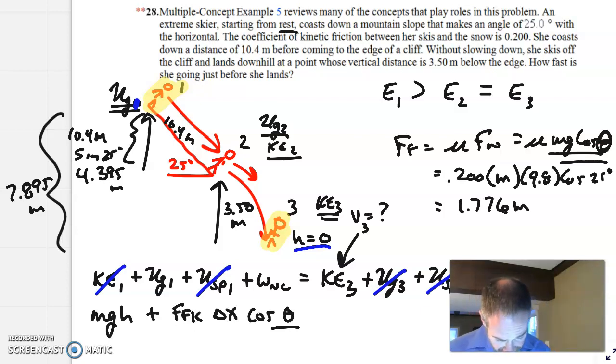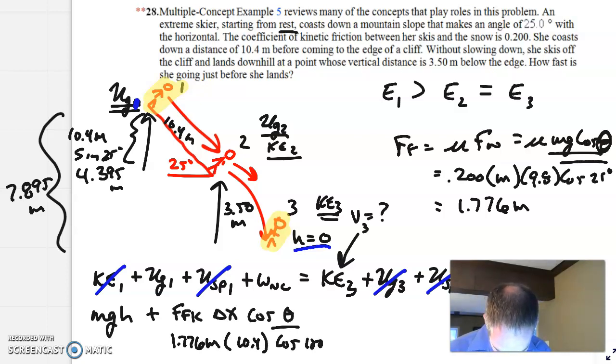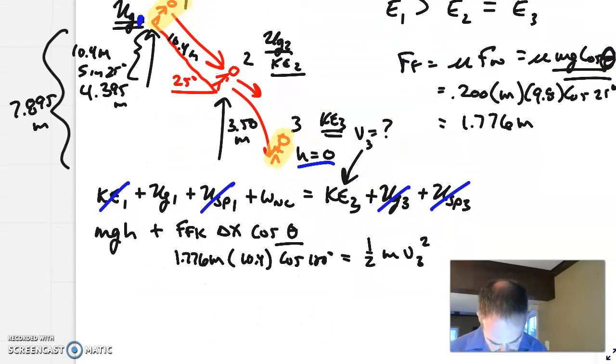Now, that is going to get multiplied by the displacement. So 1.776 m times the displacement of 10.4 times the cosine of 180 degrees. And we know that's going to be -1. That'll be equal to 1/2 the mass times the velocity 3 squared. Now look at this. There's a mass in every one of those terms, and it cancels out, which is good because they did not give us the mass. And so now, all I have to do is plug in.